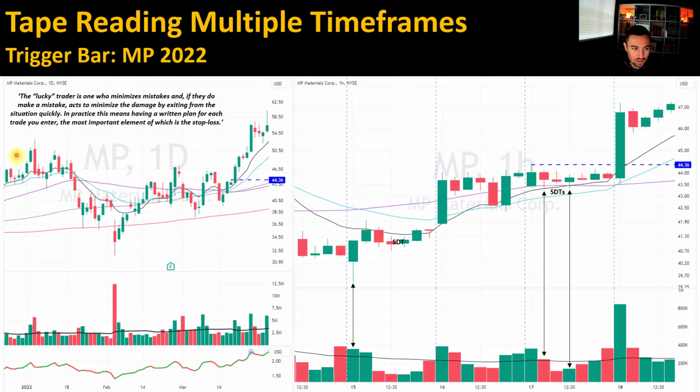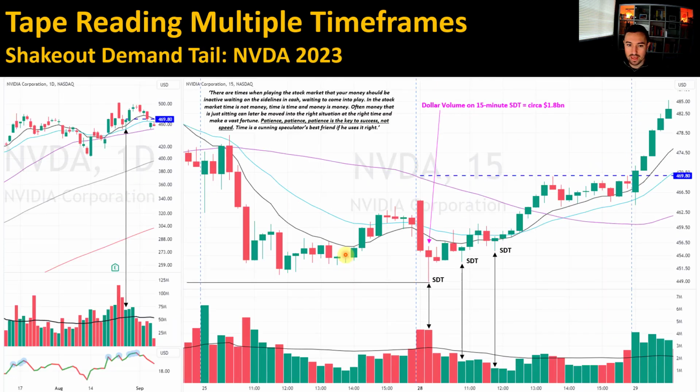This one's MP, one that I bought back in 2022, 1 contraction, 2 contraction, 3 contraction, tight bar, nearly an inside bar, but 10, 21 and 50 SMA on the 1 hour chart, nice and close. Tightness in price, ridiculously good. Look at the shake out demand tail down there as well.